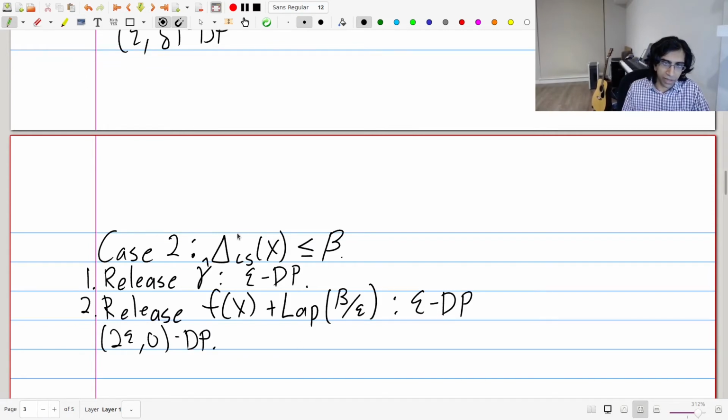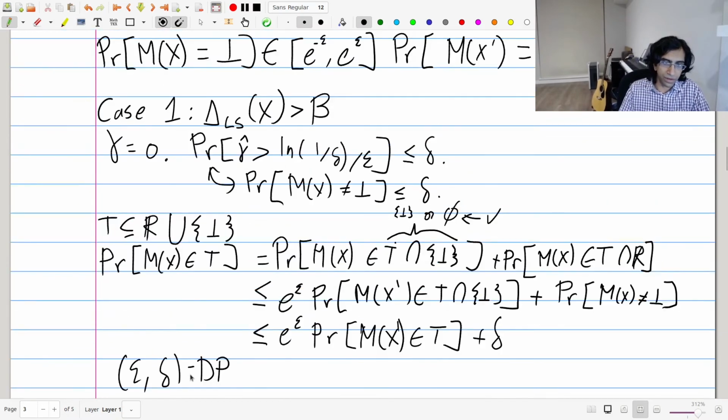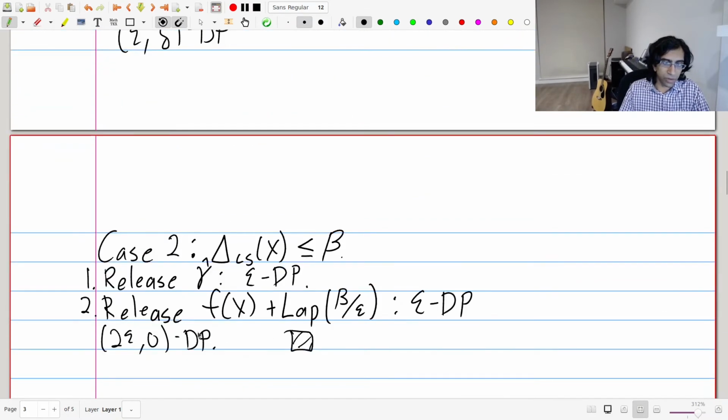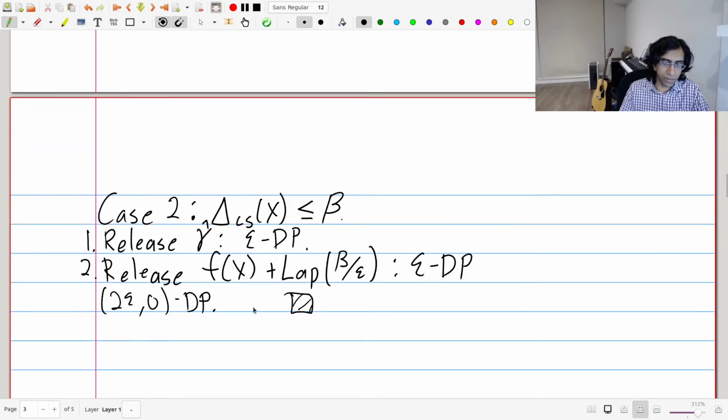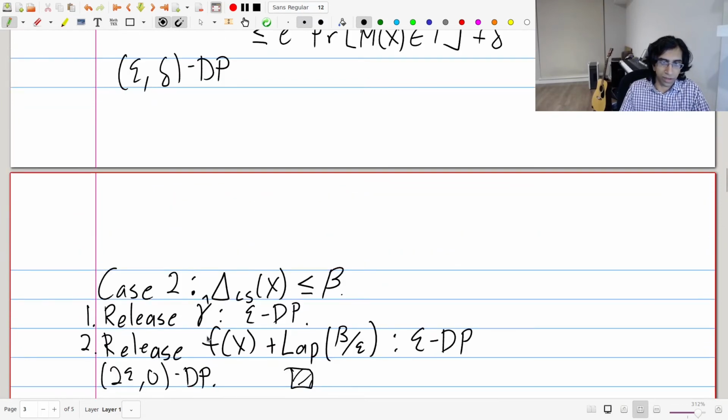Yeah, the key thing was that really we were only considering the set of all databases X where this local sensitivity bound holds. And indeed, thus we just released a privatization of that. And that concludes the proof. We looked at all cases. We saw in one case that it's epsilon delta DP, and in the other case, it's going to be 2 epsilon 0 DP, and therefore it's 2 epsilon comma delta DP overall, no matter which case it is.